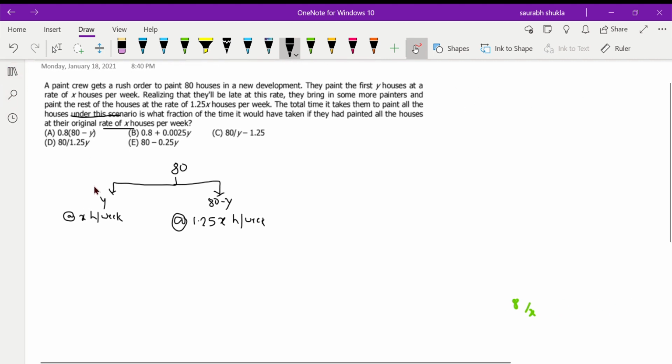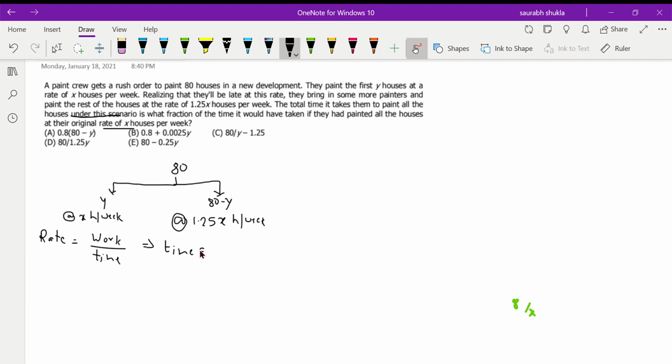All right, so let us see what would be the total time under this scenario. Let me just review the formula here. Rate is what? It is work divided by total time taken to finish that work, right? So how would you calculate time if you have work and rate both? So total time taken, if you have work and rate, it will be equal to work divided by rate, isn't it? So now that's what we are going to do. So let us first find out the total time taken under this scenario. All right. So under this scenario, how much time is taken to paint all the 80 houses?